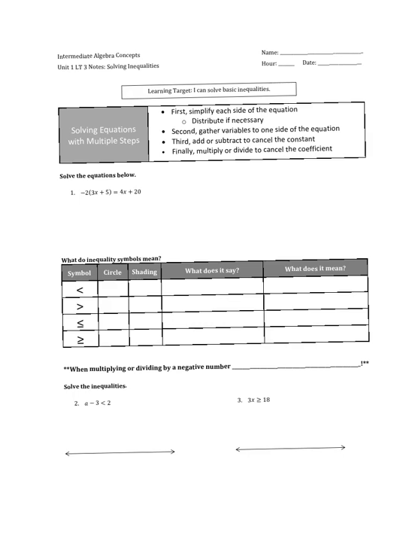All right, here's what we got. We got solving equations with multiple steps. All right, we typed this up here. So first, simplify each side of the equation and distribute if necessary. Second, gather variables to one side. Third, add or subtract the constant, cancel the constant.